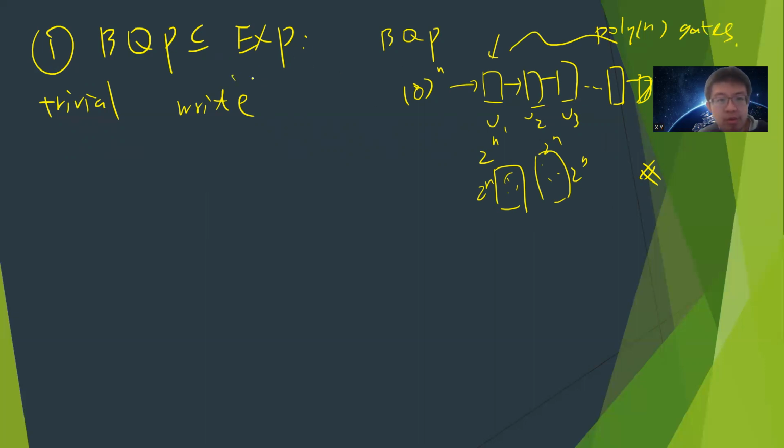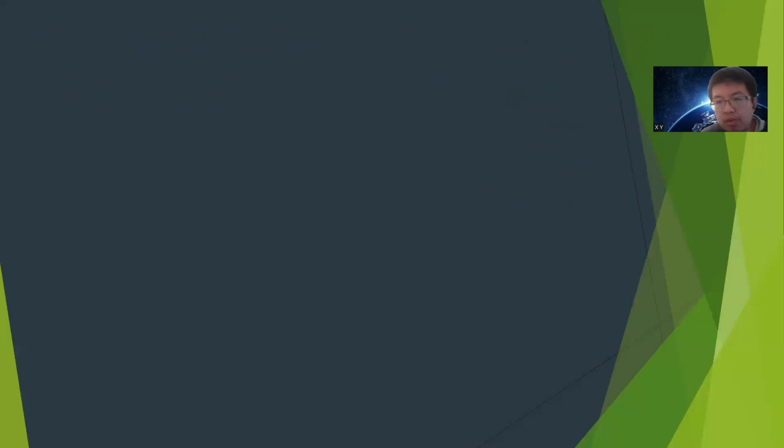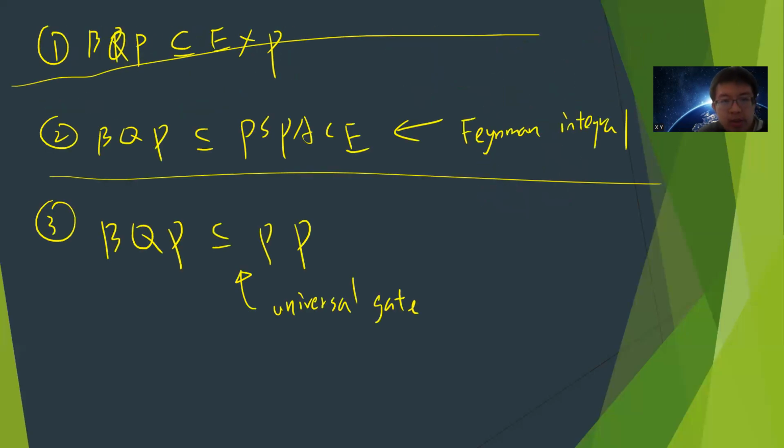So you can easily check this is in exponential time, right? Because this is exponential, and there are poly n gates in total. So at most poly n times exponential. That's it. So this is a simple proof, just by definition. Any quantum computation in BQP is always in EXP.